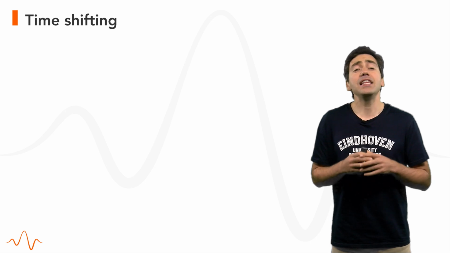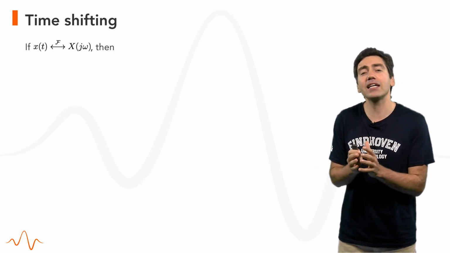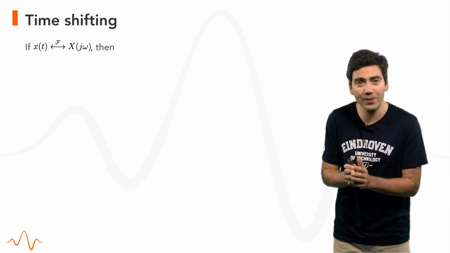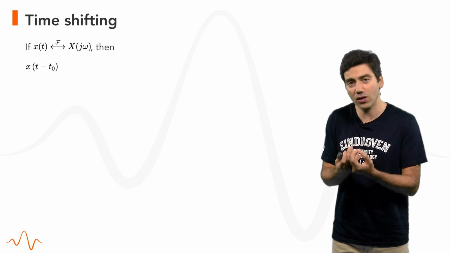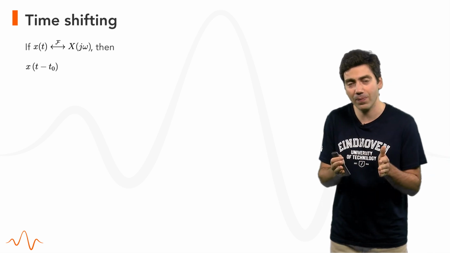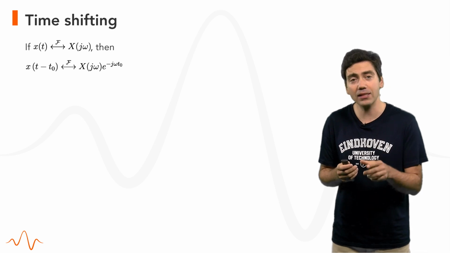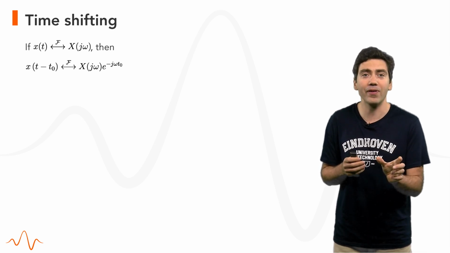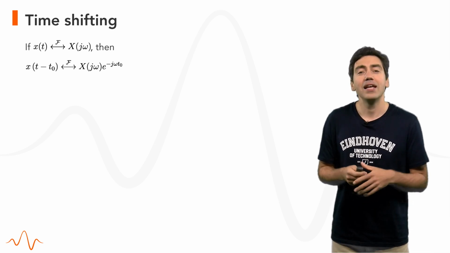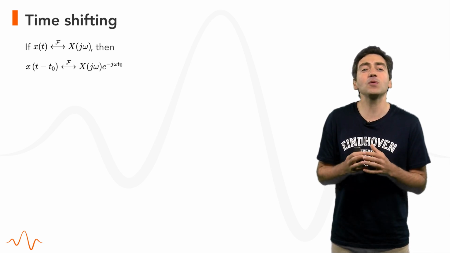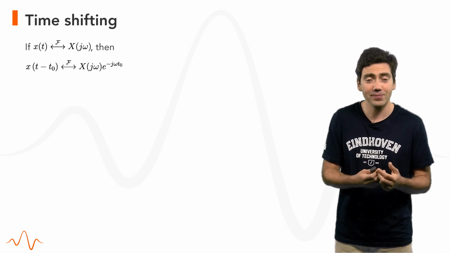Time shifting. This is another very, very useful property. If x of t and capital X of j omega are Fourier transform pairs, and if we consider the signal x of t minus t naught, so a delayed version of our signal, the Fourier transform of that delayed version will be capital X of j omega, the original Fourier transform of x, times e to the power of minus j omega t naught. So a delay in time corresponds to a multiplication by e to the power of minus j omega t naught in frequency.